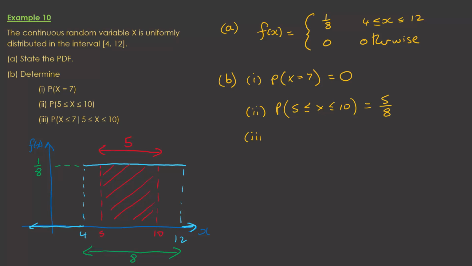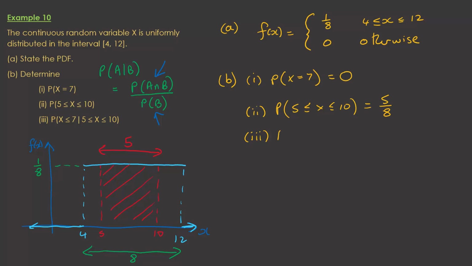Then we've got a conditional probability. The probability that x is less than or equal to 7, given that x is between 5 and 10. Now remember, with conditional probability, the probability of A given B is equal to the probability of A and B divided by the probability of B. So what we have here is both conditions over just the second condition.